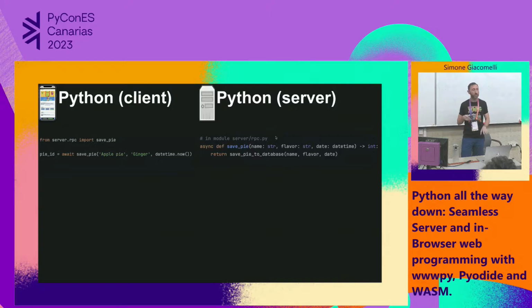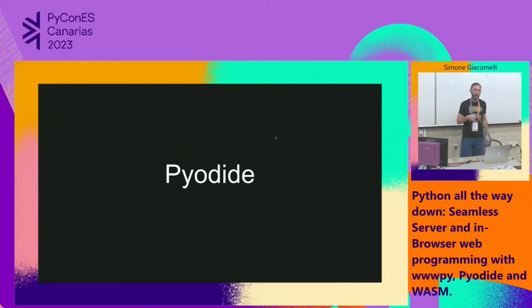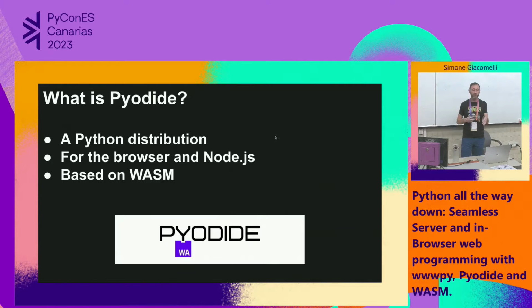to make this possible, we need two ingredients. The first one is Python in the browser. Thanks to Pyodide, a huge project, we can run a full interpreter in the browser. And it's a full CPython implementation, and so it's a real Python. It works also in Node.js, but in this talk, we are focusing on the browser.